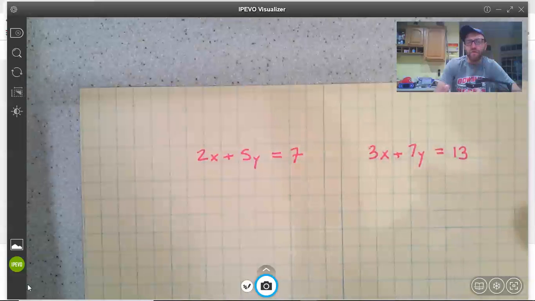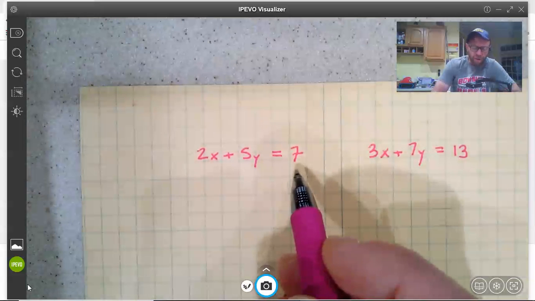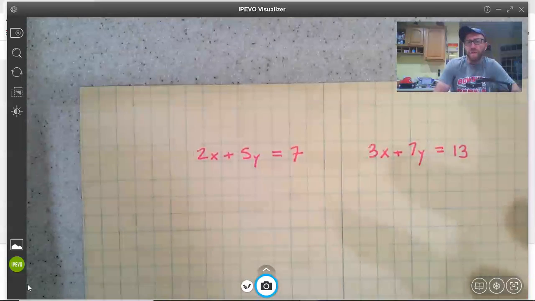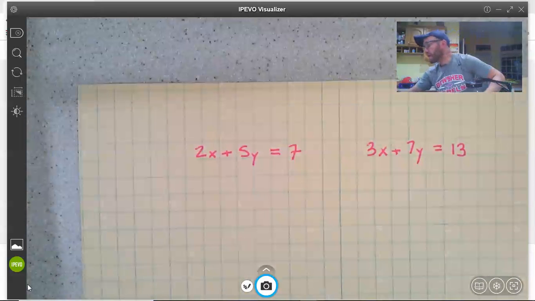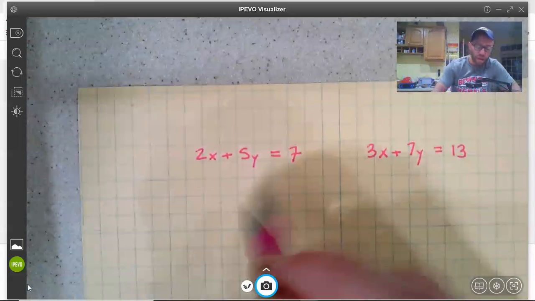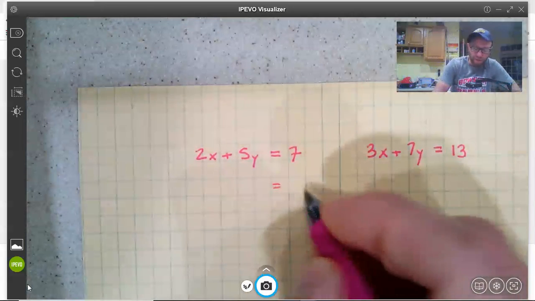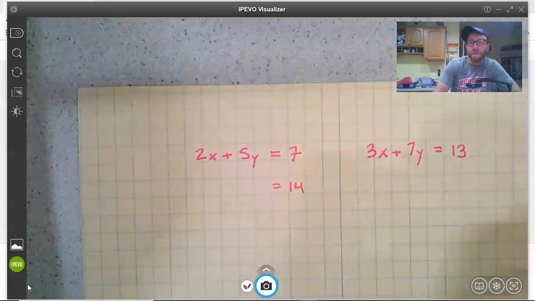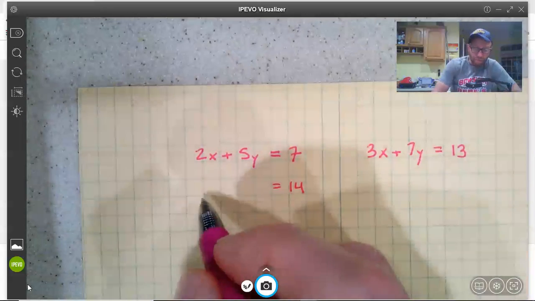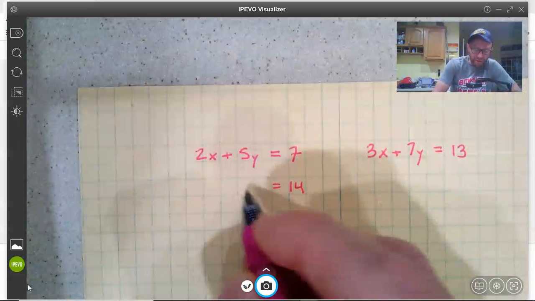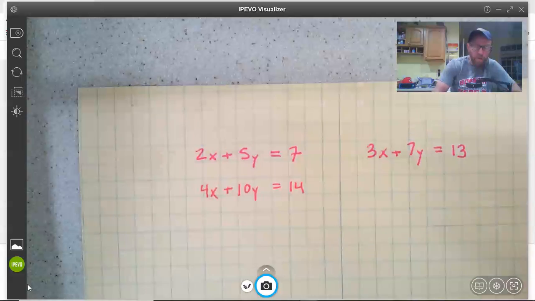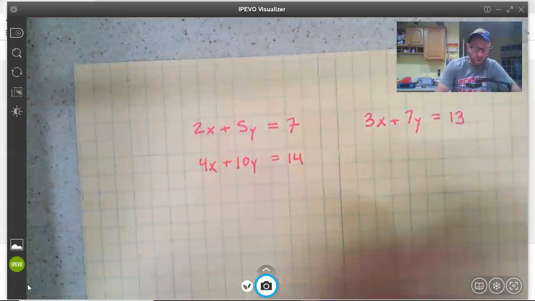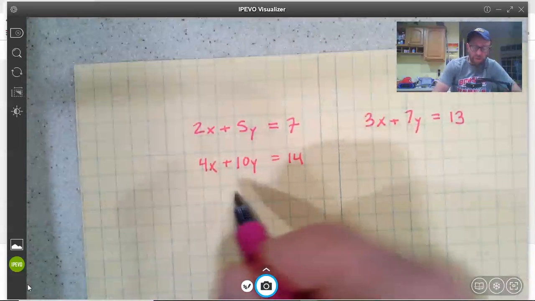And the little trick relies on this fact, which you all know from Algebra 1, that if I do something to one side of the equation, I have to do the same thing to the other side of the equation as well. So I can double this side of the equation to make it 14, but then if I do that, I have to double this side to make this 10y and 4x. Or I could double it again if I wanted to.